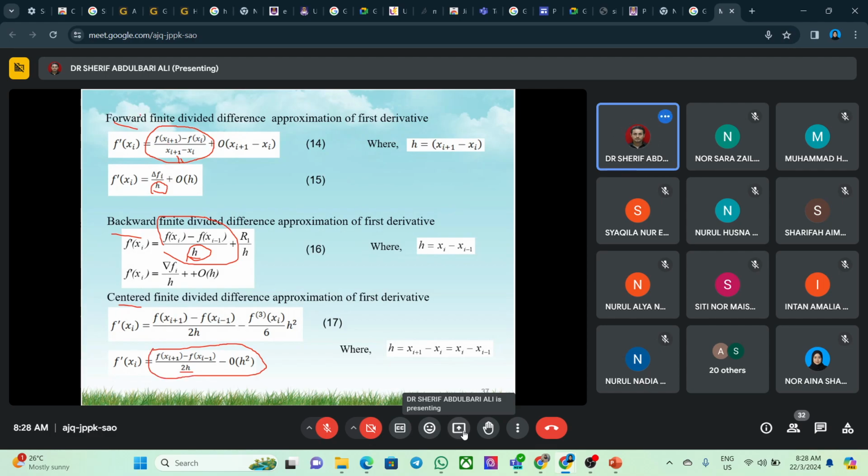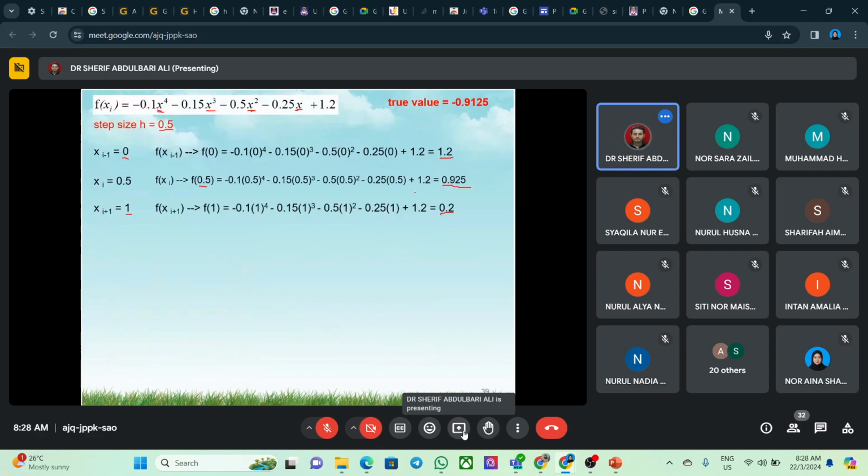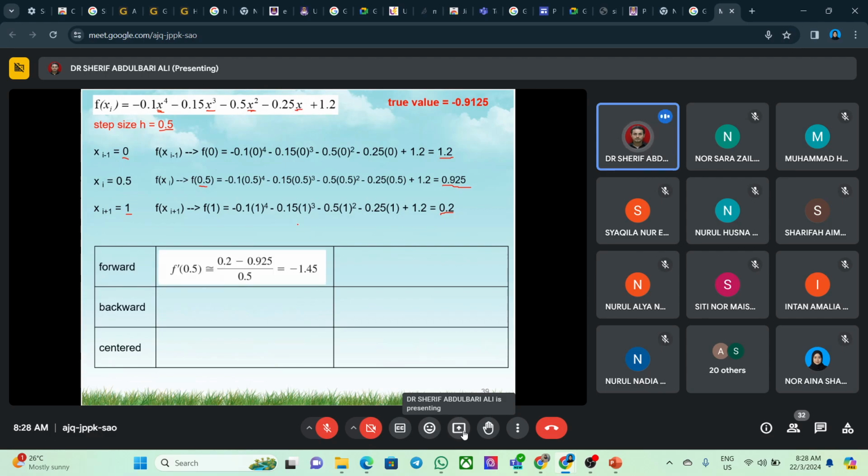So for the forward finite divided difference, I need to find the function of x plus 1 minus the function of x, over x plus 1 minus x. That means 0.2 minus 0.925 over the step size. So now let's see it. For the forward finite divided difference, it's going to be 0.2 minus 0.925 over a single step size. So the answer is negative 1.49.